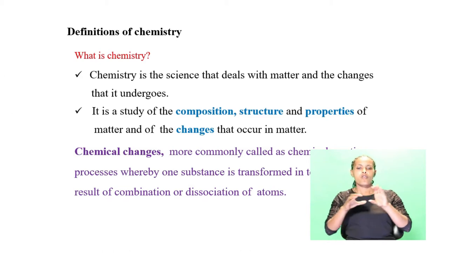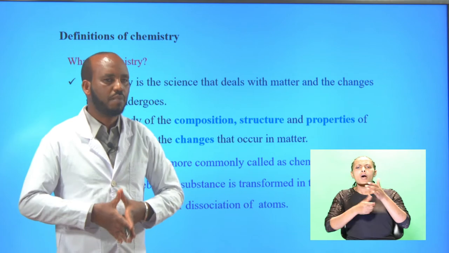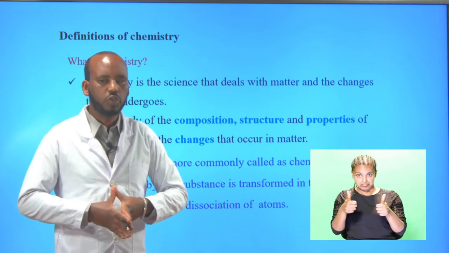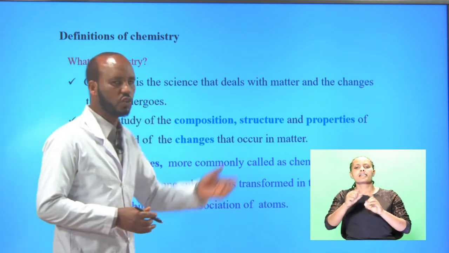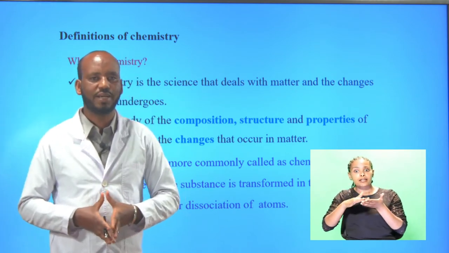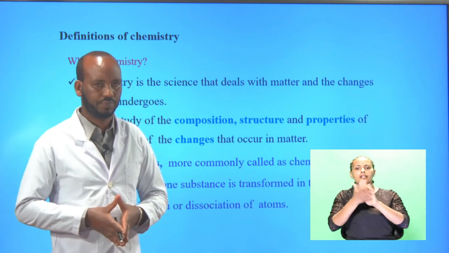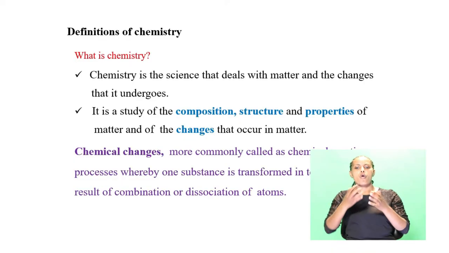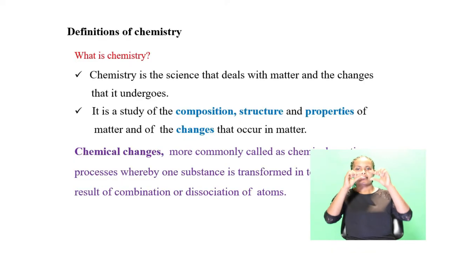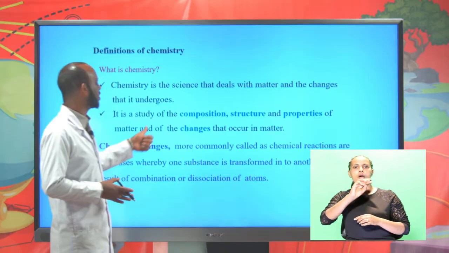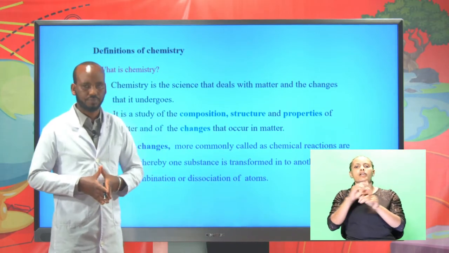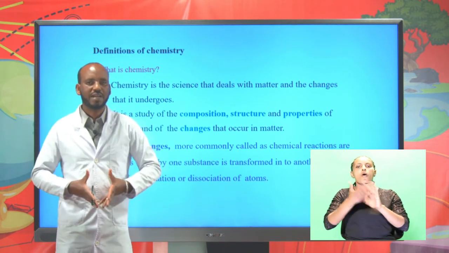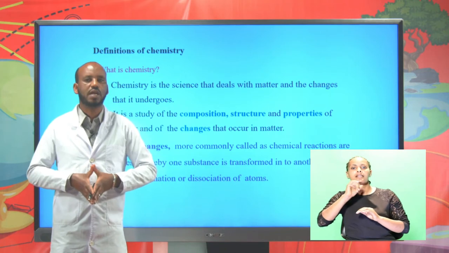Definition of chemistry. What is chemistry? This is a very good question. Chemistry is defined as the science that deals with matter and the changes that it undergoes. Chemistry is the study of composition of matter, structure of matter, and properties of matter and of the changes that occur in matter. Chemistry is quite simply the study of matter. Matter is anything that has a mass and takes up space.